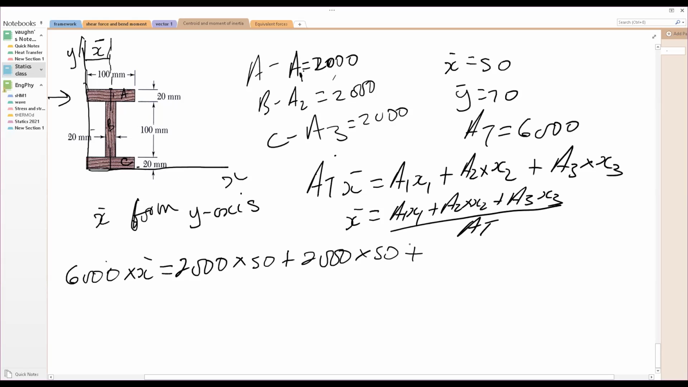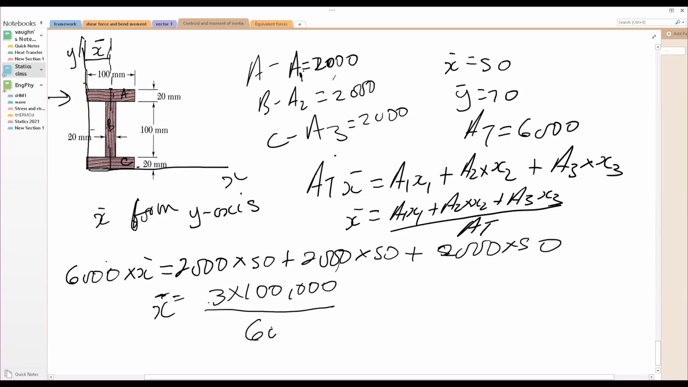And to this one down here is 50. It's going to be 2,000 times 50. All right, and then x bar is equal to, how much is 2,000 times 50? 100,000. So for one of them it is 100,000. So 3 times 100,000 divided by 6,000 is 50. So it's the same thing.